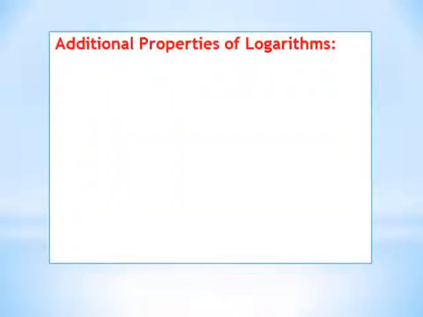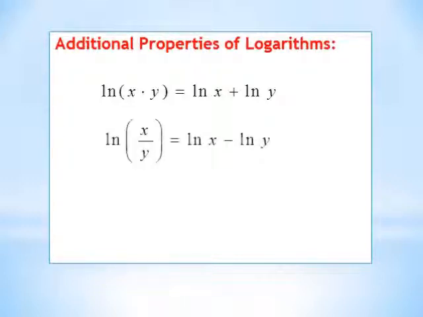And here are some reminders about additional properties of logs, which we've already seen with base 10. So for example, ln of x times y equals ln x plus ln y. Also known as the logarithm of a product is the sum of the logarithms, and this could be stated with log to any base. Here I'm just using base e since we're emphasizing that one.